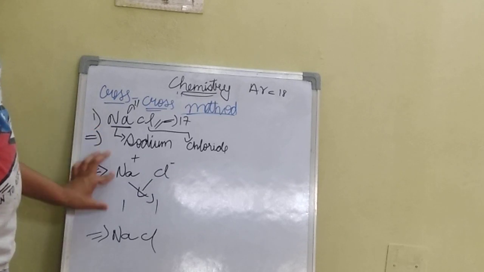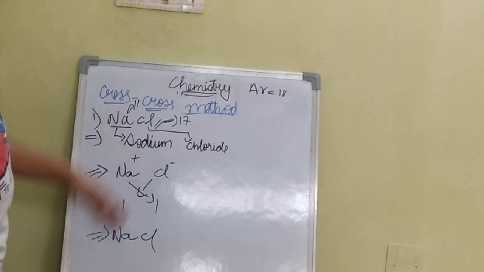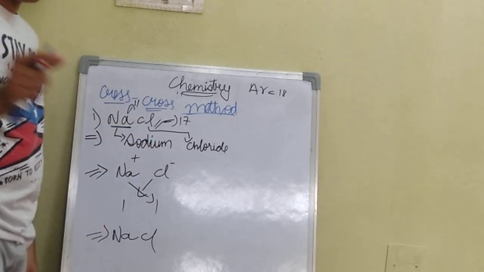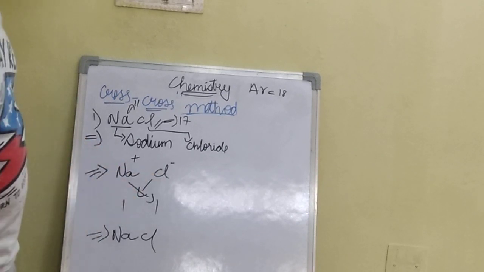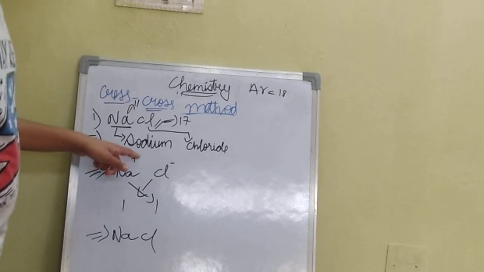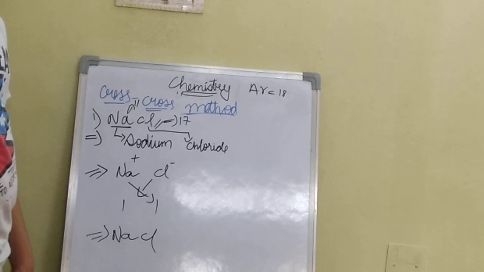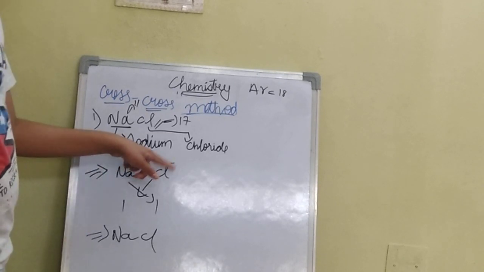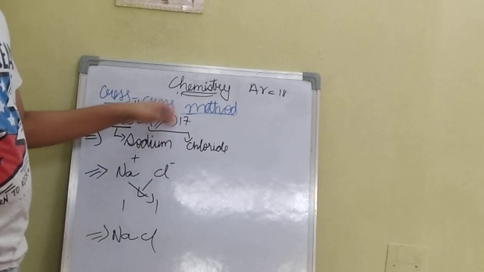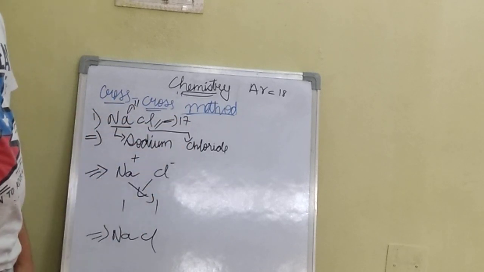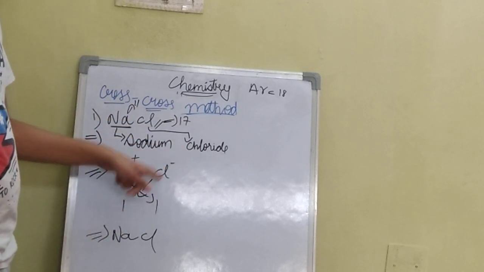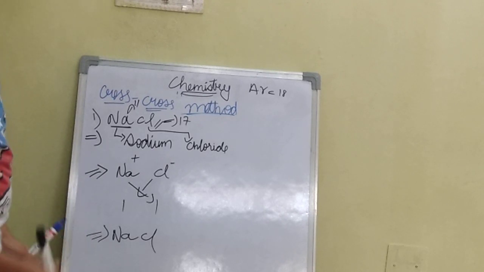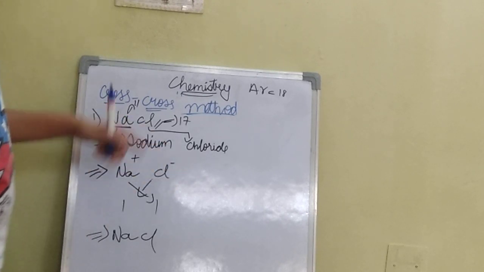Then write the valence of this, or how to make it stable. Write the stable, means make it stable. Na plus means loss of electron, near to neon. Cl minus, because Cl atomic number is 17. When we add 1 electron, then it becomes Cl minus. If you want, I will tell you about Cl. Okay, now I am going to tell you about Cl.